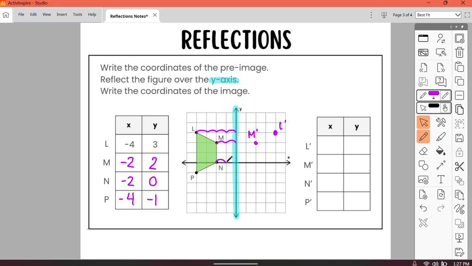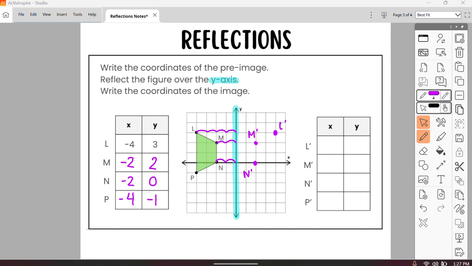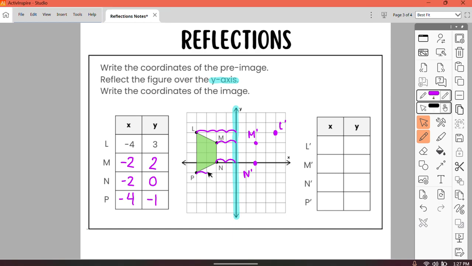N is 1, 2 spaces from the highlighted axis. So we're going to go 1, 2 spaces. And that's where N prime will go. And then we just have point P to do. 1, 2, 3, 4 spaces. So we'll count 1, 2, 3, 4. And that is where P prime will live.